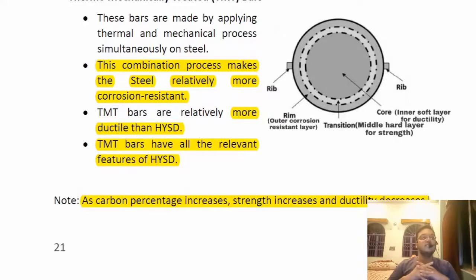So this was all about the basic concepts of RCC, and this is the third and final part of this video lesson regarding the basic concepts on RCC. In the next video we will start with limit state design of concrete, which is one method for the design of RCC, and it is where our actual design part begins.